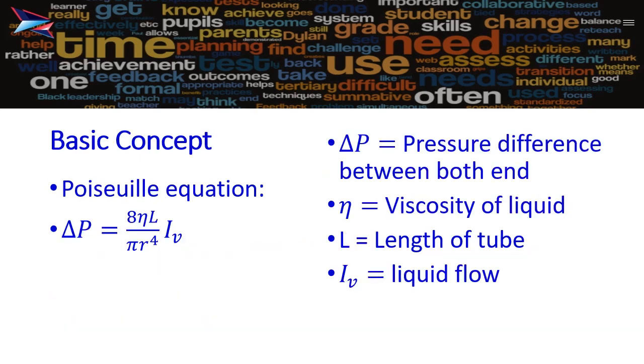For the basic concept, we're using the Ostwald equation. Here we have the pressure difference between the 2 ends, as well as the current, how fast the liquid will flow through the tube. So eta here is the viscosity of the liquid, L is the length of the tube, and R is the radius of the tube. With all of these parameters, we will define eta as the viscosity of the liquid we measure.